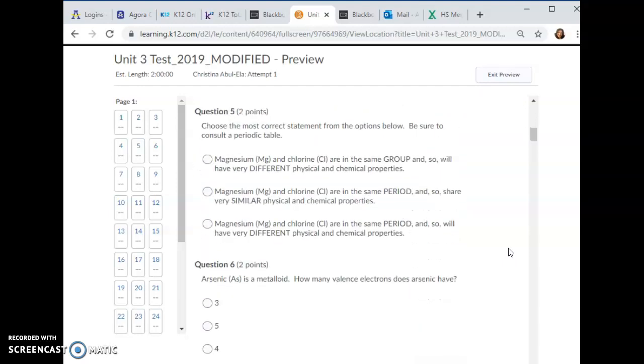Question 5. Choose the most correct statement from the options below. Be sure to consult a periodic table. Magnesium and chlorine are in the same group and so will have very different physical and chemical properties. Magnesium and chlorine are in the same period and so share very similar physical and chemical properties. Magnesium and chlorine are in the same period so will have very different chemical and physical properties.